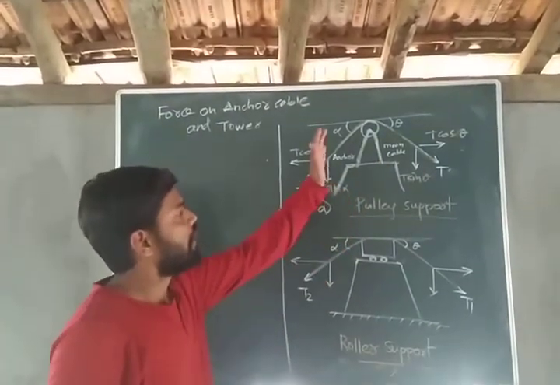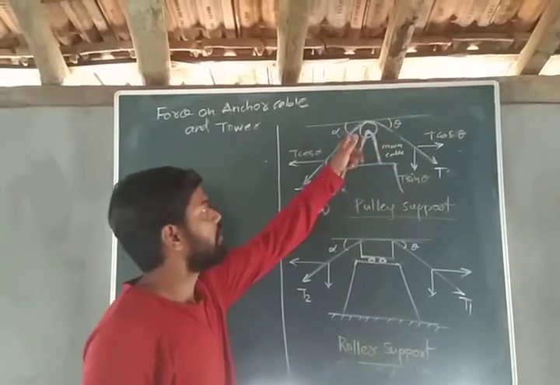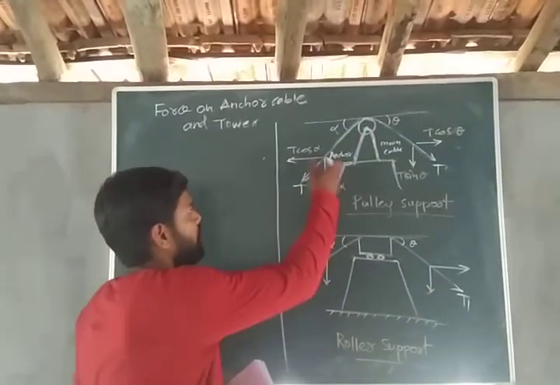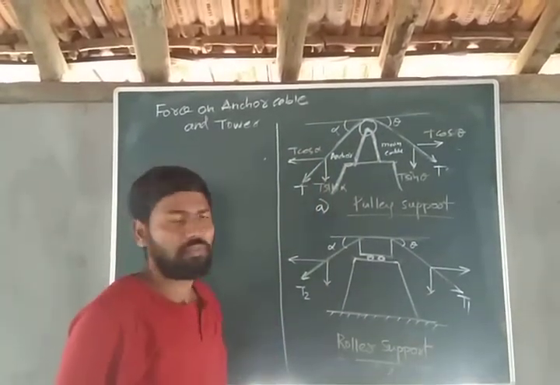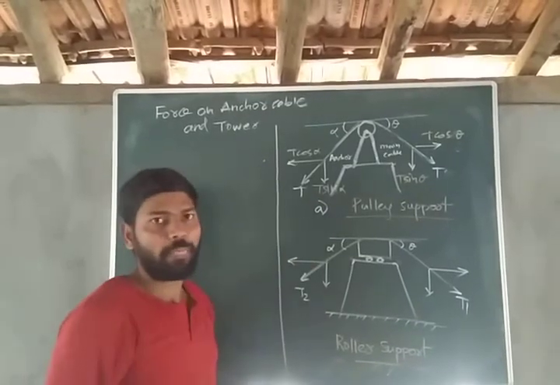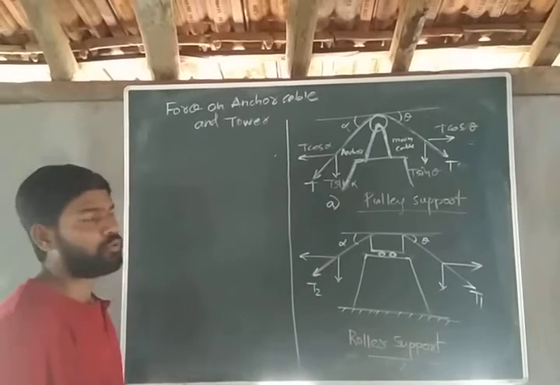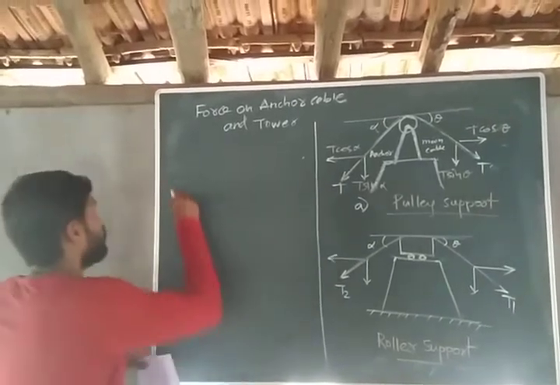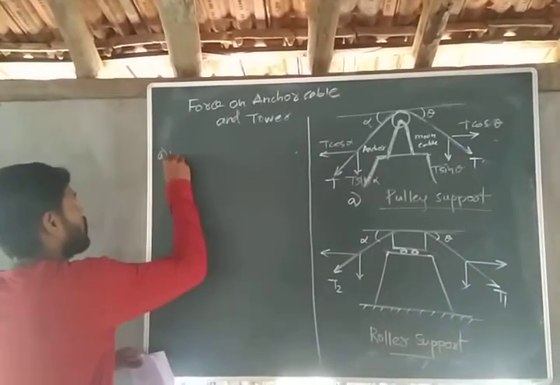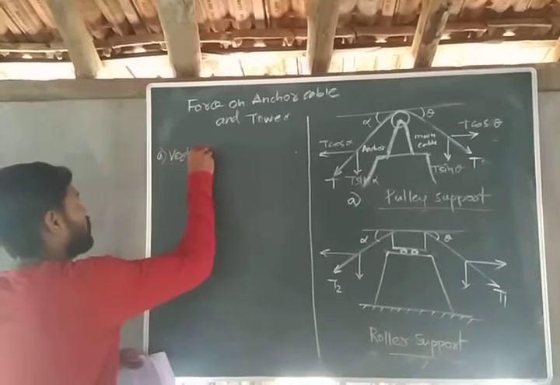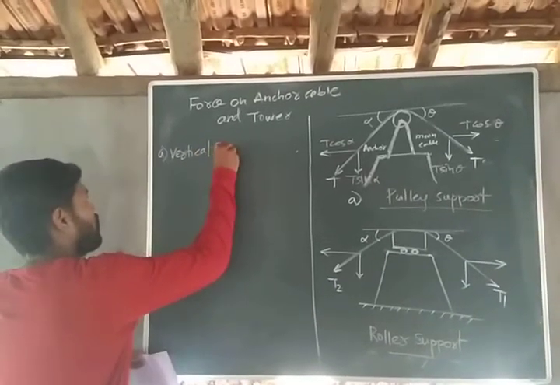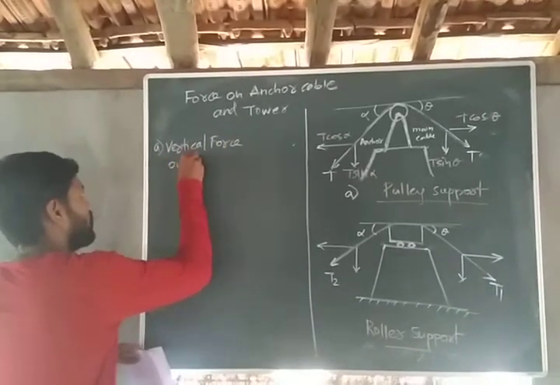Now, as the angle of inclination is different, the horizontal and vertical components of both sides will be different. So now we have to calculate the horizontal and vertical force transferred to the tower. First we will consider the vertical force on the tower.